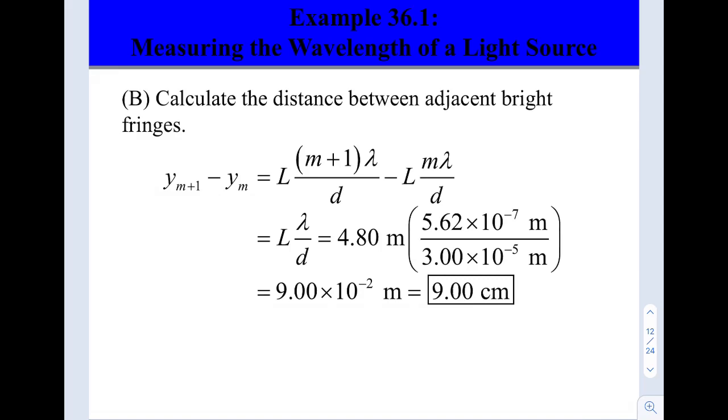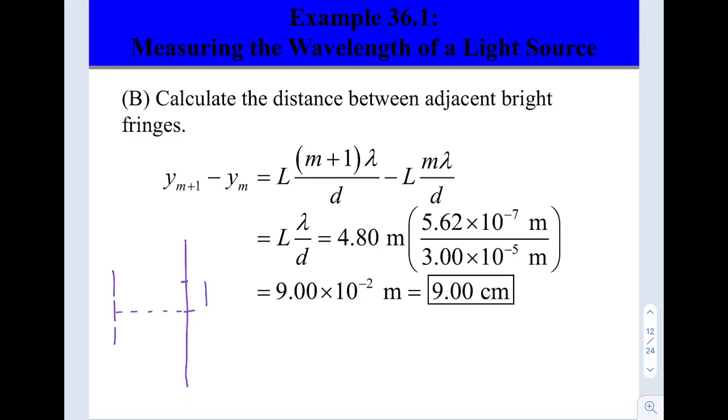B. Calculate the distance between adjacent bright fringes. So the distance between adjacent bright fringes must be y at m plus 1, the higher order, minus the lower order, y at m order. Because on the viewing screen, let's say this is the center, this is the slit. So this is the center of the viewing screen.